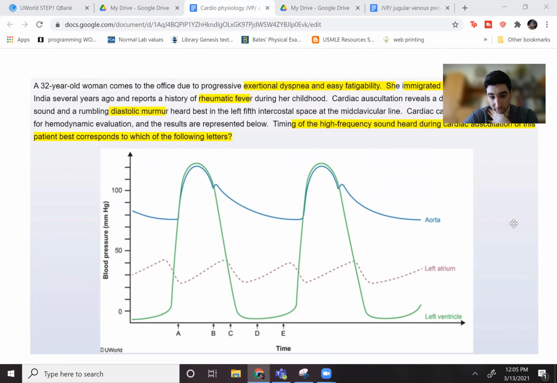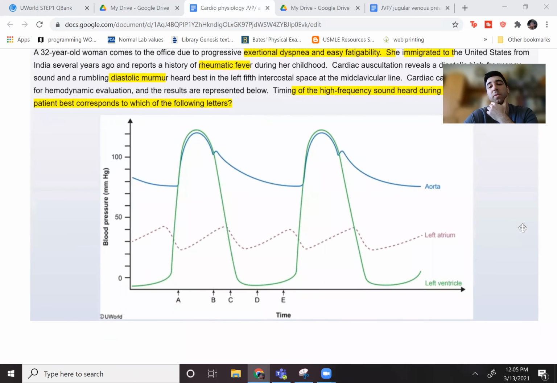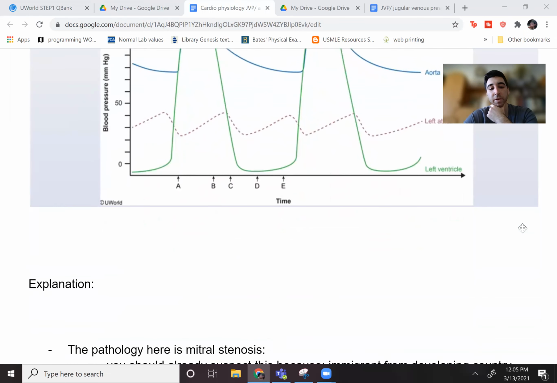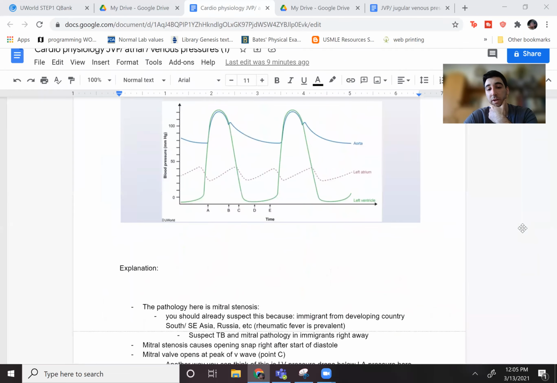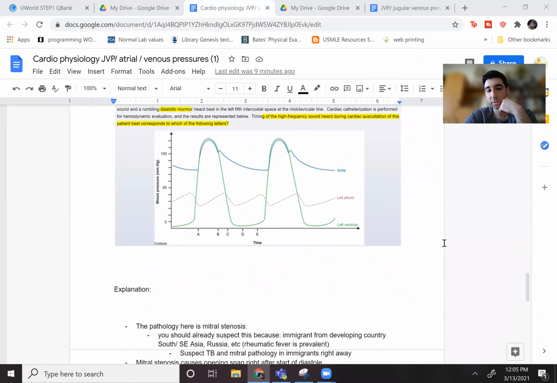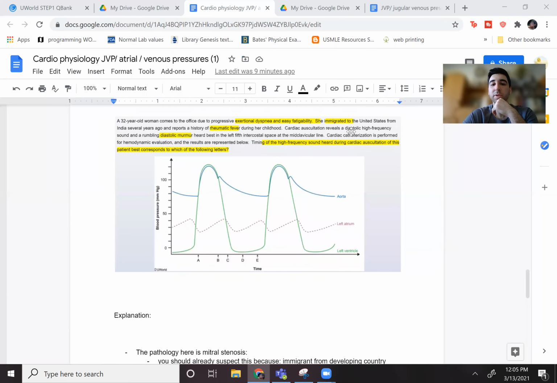You can read this, look at the diagram, and then tell me what you think. All right, let's go over the answer. So basically in this question, the first thing you should notice is that the pathology they're talking about is going to be mitral stenosis. When you see an immigrant in the question stem from a developing country like India, so South Asia, Southeast Asia, or Russia, for example, these countries have a high prevalence of two things that you should think about immediately on Step 1, and that's tuberculosis and rheumatic fever.